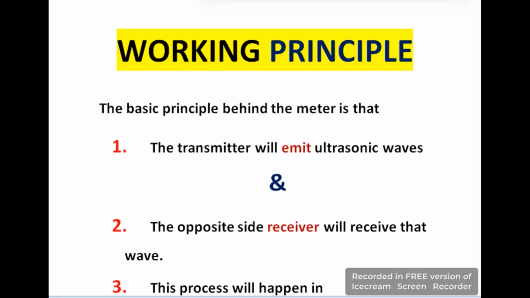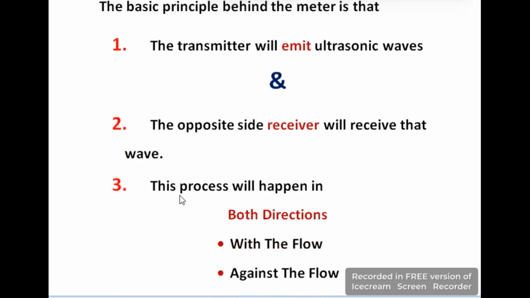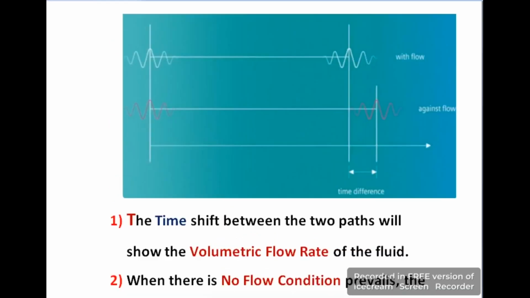Working principle of ultrasonic flowmeter. Here three points are very important, so concentrate on these. The first one is that the transmitter will emit ultrasonic waves, and the second one is that the receiver on the opposite side will receive these waves. In simple words, one side of the meter will emit waves and the second side will receive these waves. So this is the principle. This process will happen in both directions, with the flow and against the flow.